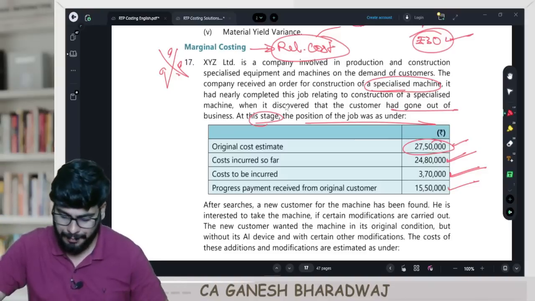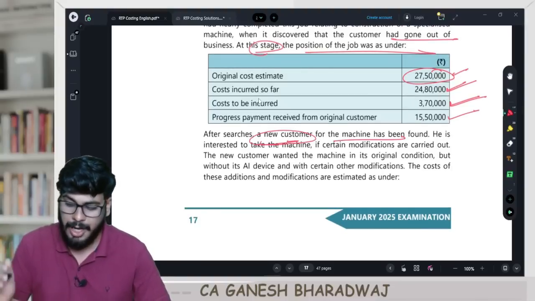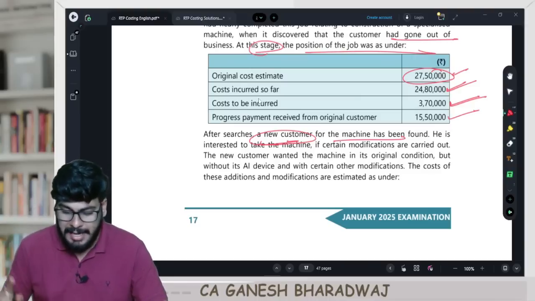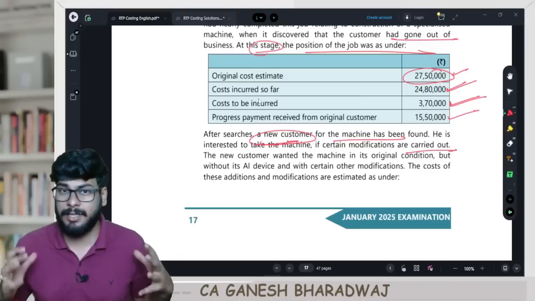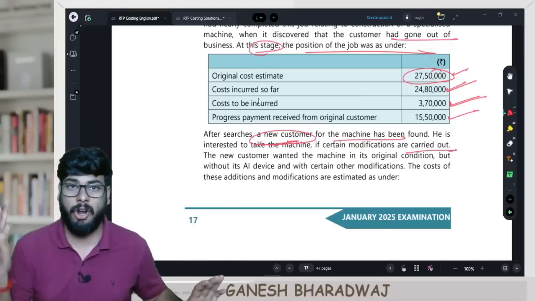These are the data given. Now, after searches, a new customer for the machine has been found. He is interested in taking the machine if certain modifications are carried out. That guy is saying it's a distress sale. Again and again, I'm saying it's not a normal course of operation. Not a fresh order and all.